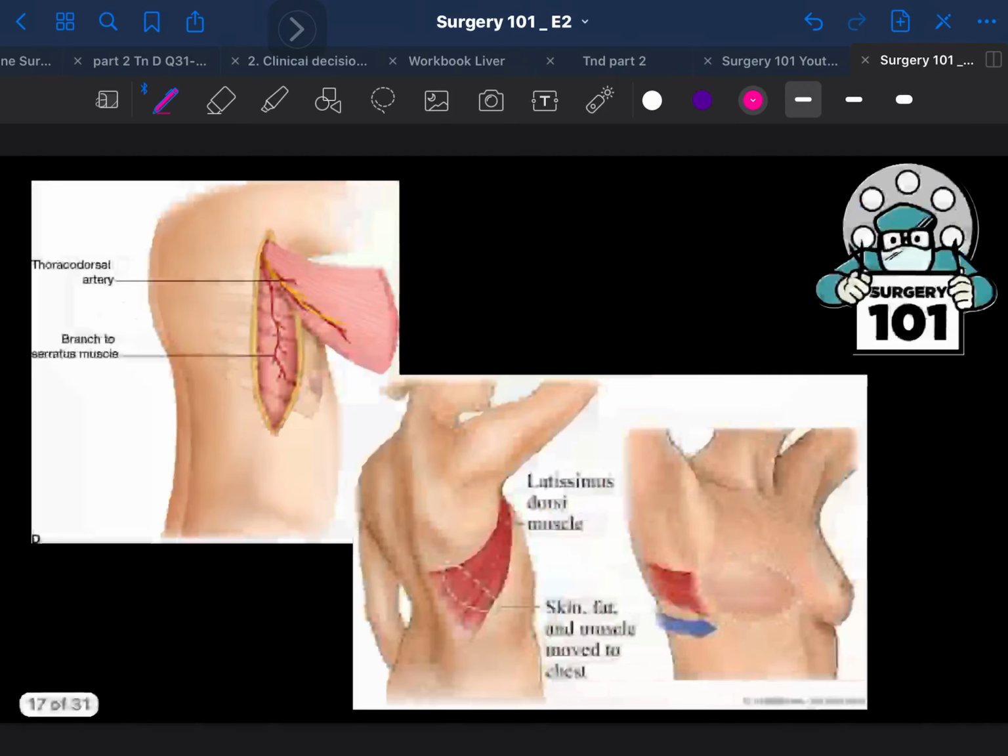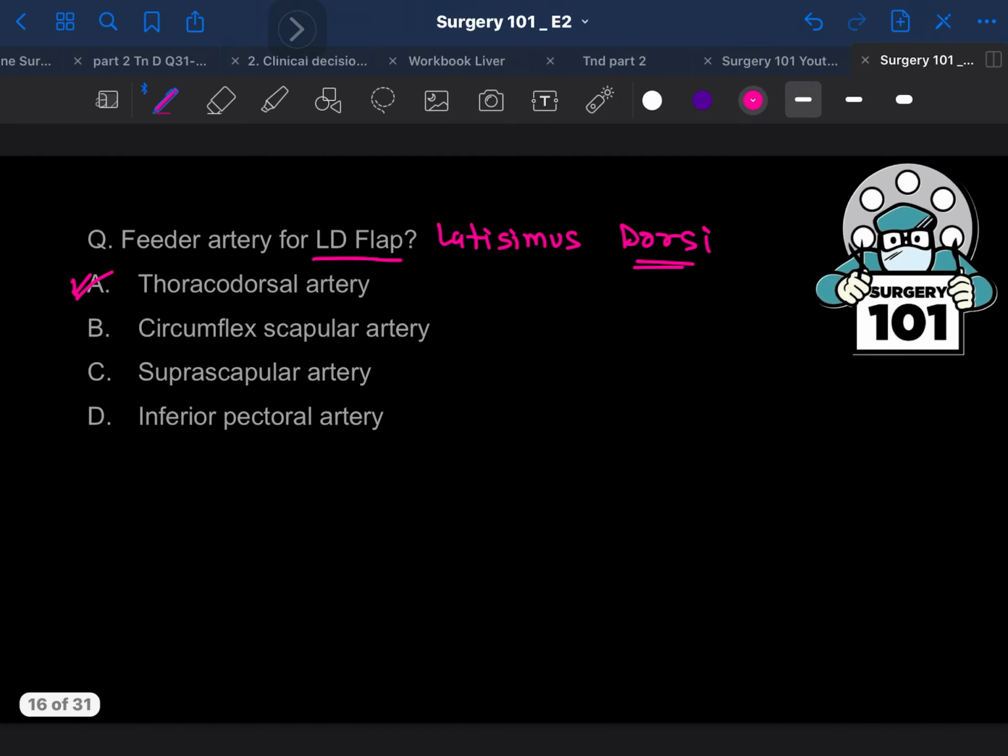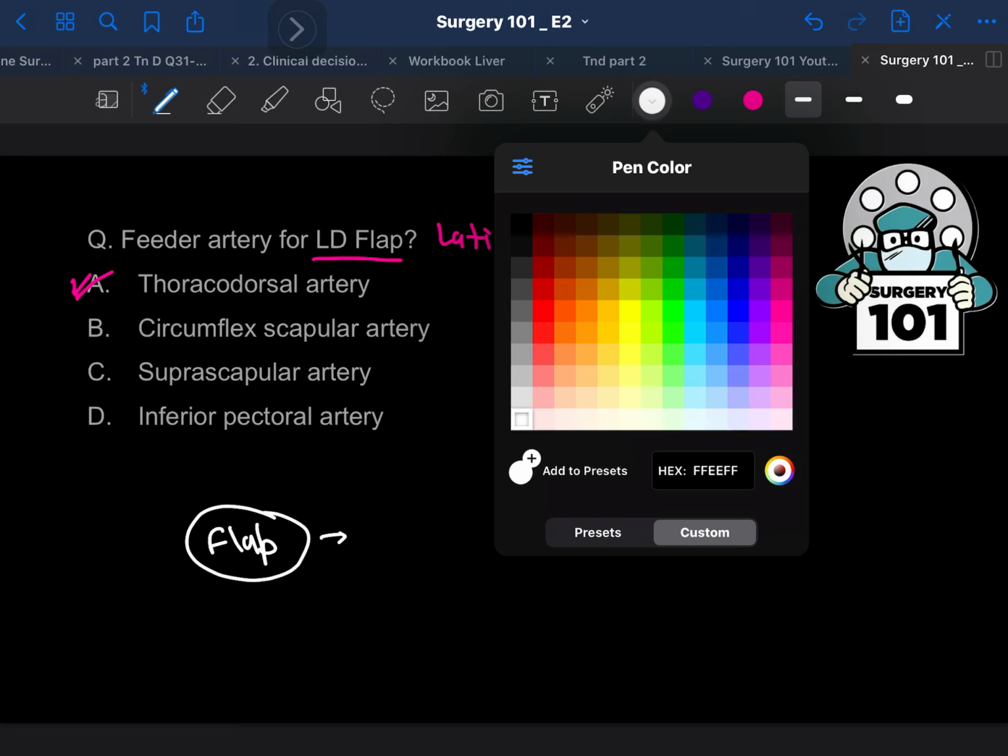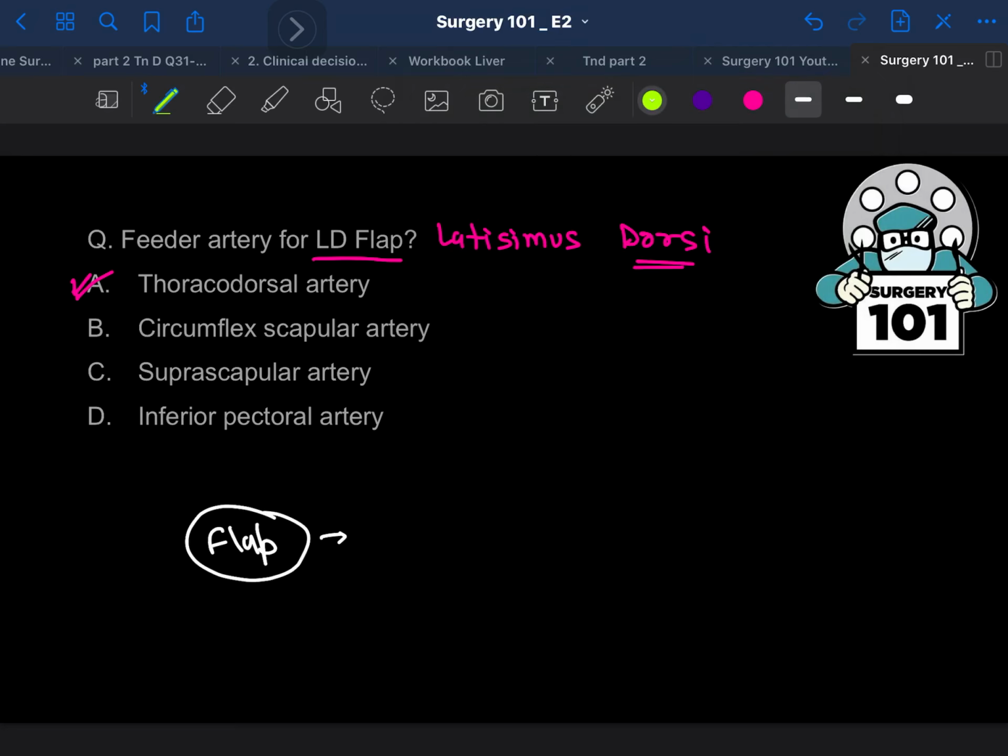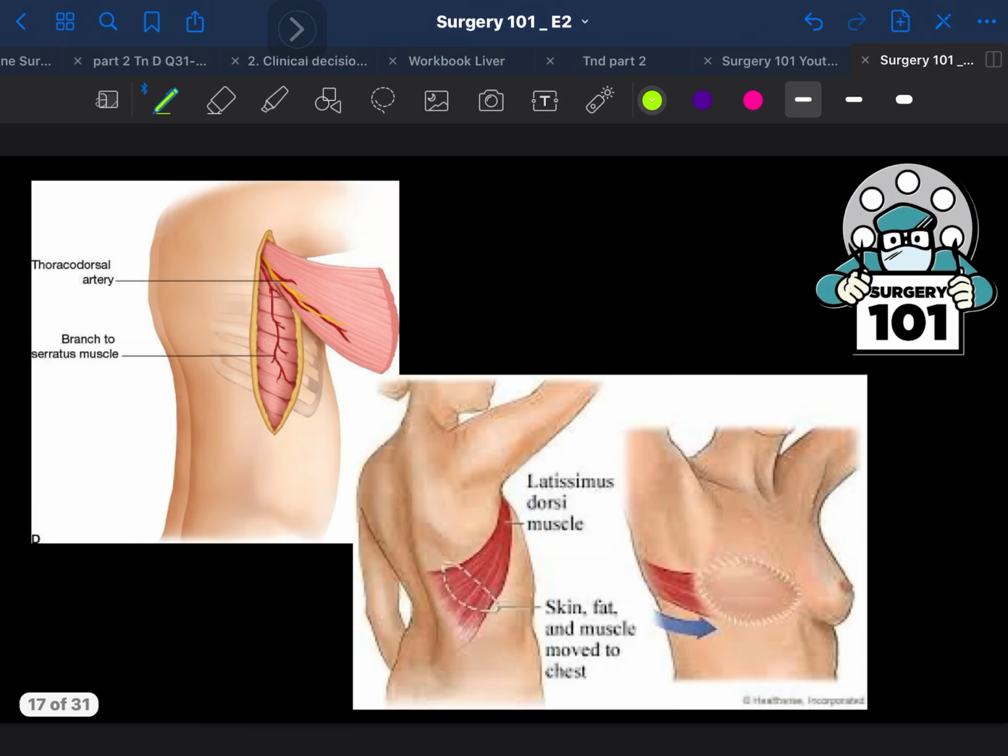Now let us evaluate what an LD flap is. It is a flap. What is a flap? I hope everybody understands that a flap means it carries its own blood supply. This is what a flap is.